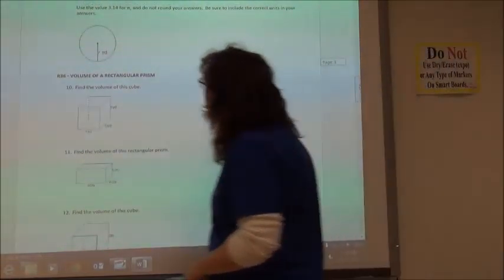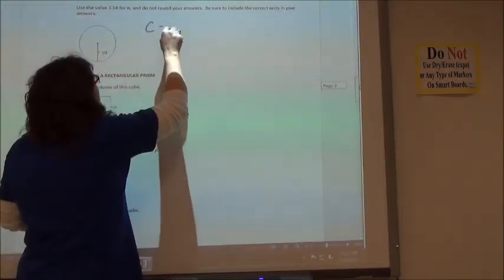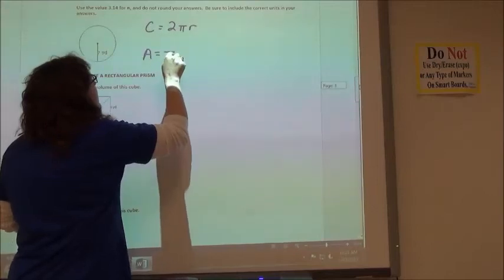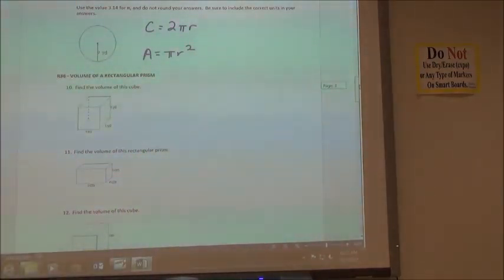Number 9 then, it says find the circumference and area of a circle with a radius of 7 yards. So they went back to giving you the radius. Circumference, 2 times pi times r, area, pi r squared. So go ahead and find your 2 values there. We're doing homework day 4, and we're on number 9.